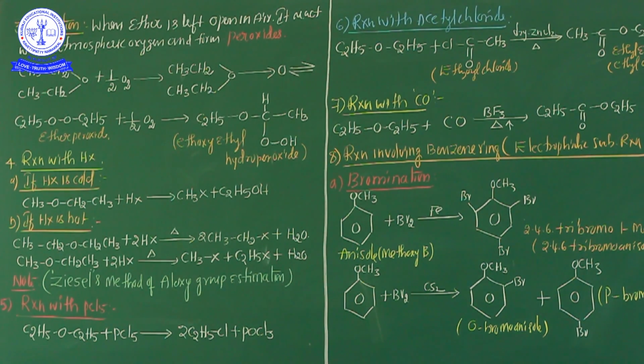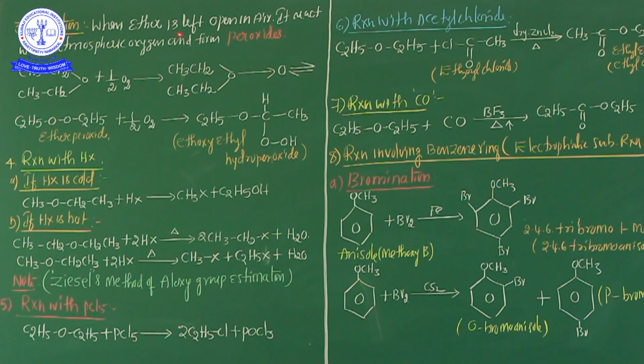See here in this equation, diethyl ether is treated with oxygen. The oxygen gets connected to the diethyl ether, giving ether peroxide, C2H5OO C2H5. This ether peroxide is again treated with half a mole of oxygen, and ethoxyethyl hydroperoxide is formed. This is the important chemical property of ether in the oxidation process.